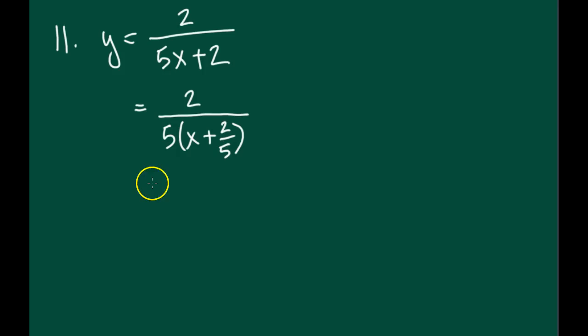But watch this. I'm going to factor a 2 out of the numerator and a 5 out of the denominator, which gives me 2/5 times 1 over x plus 2/5. And now I see that this element on the left, I'm sorry, that's my other left, is something that I know how to graph using transformations.